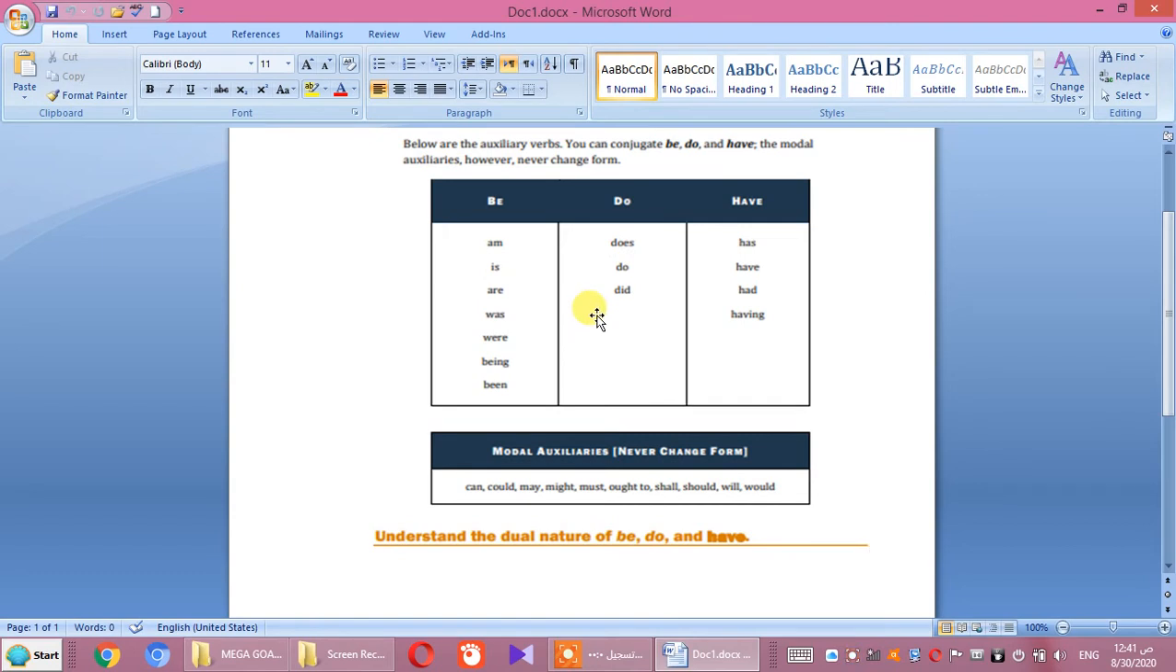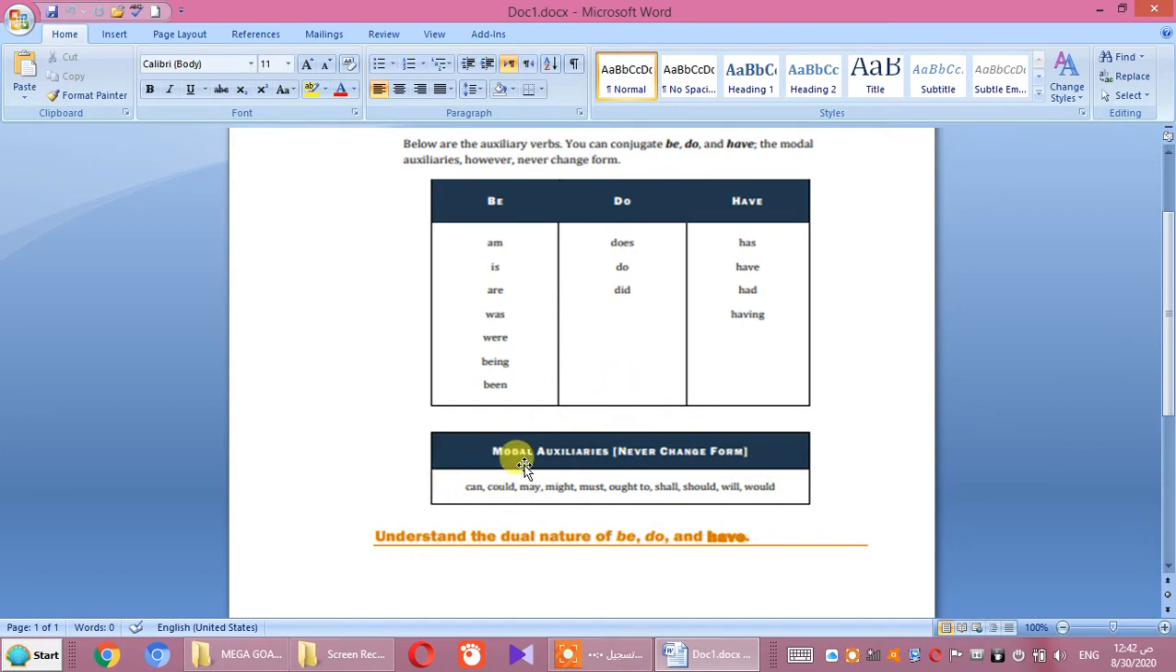You can say he did his homework. Did here is a main verb, not an auxiliary verb. But when you say he didn't do his homework, did in didn't is an auxiliary verb.